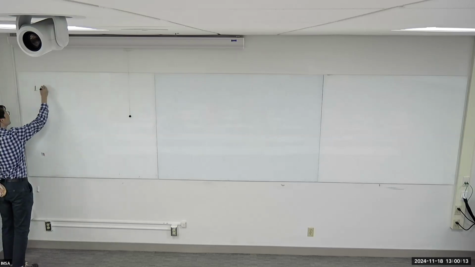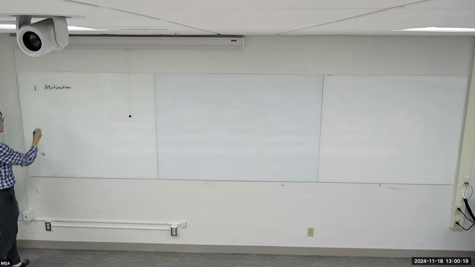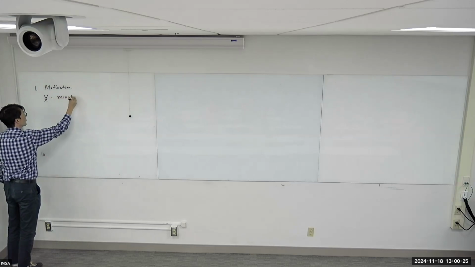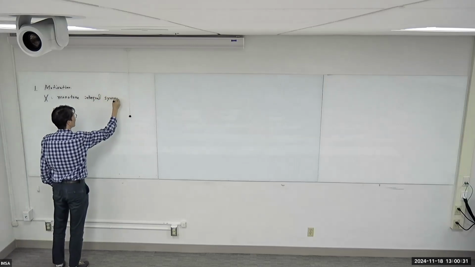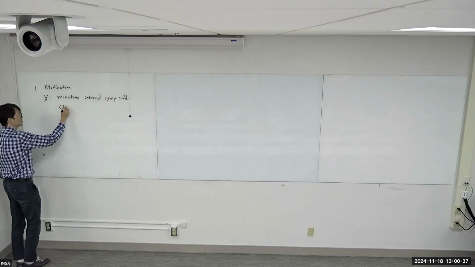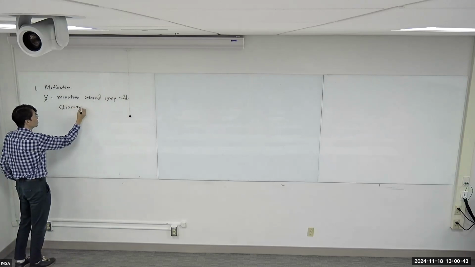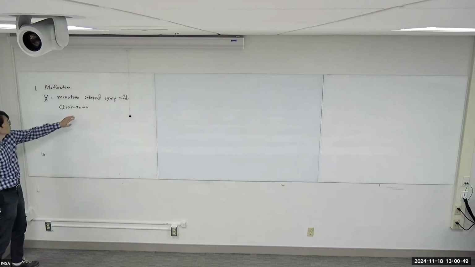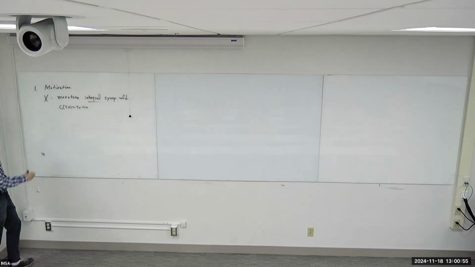So, let me start with the motivation. Let's say X is a monotone integral symplectic manifold. Monotone means that the first Chern class of the tangent bundle is proportional to the symplectic form, and integral means the symplectic form lies in the integral cohomology class. Okay.